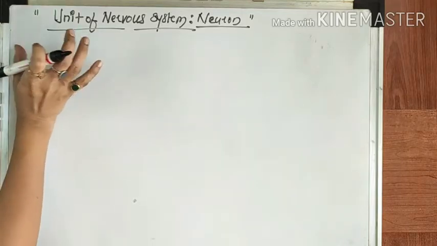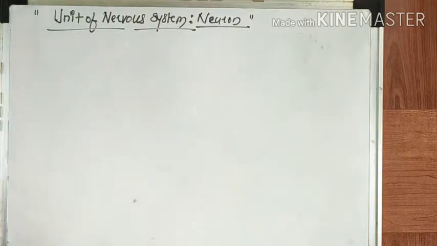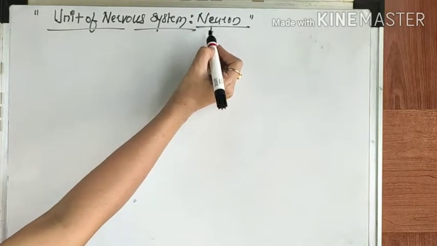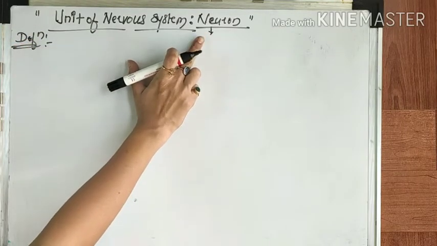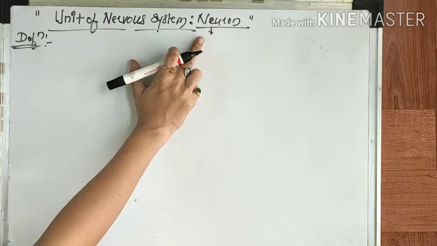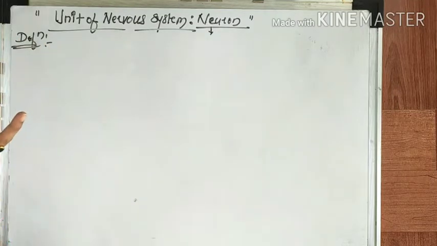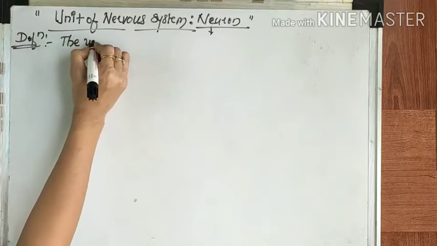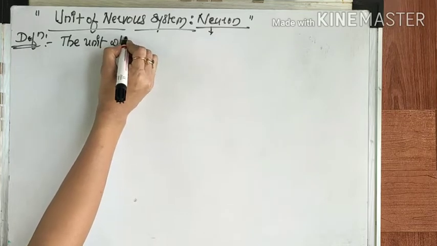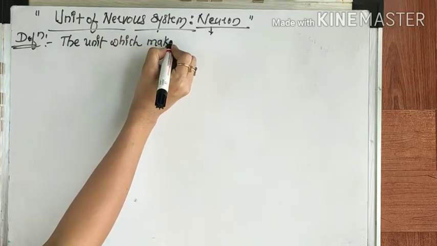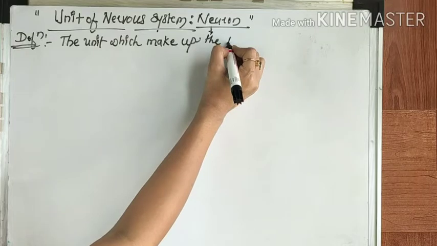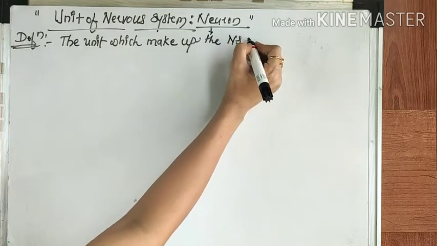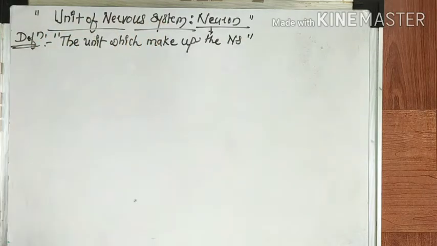Okay, so what is it? The units which make up the nervous system are called nerve cells. First we define it: what do you mean by neuron? Neuron is also known as nerve cells. So how can we define it? The unit which makes up the nervous system is known as neuron or nerve cells.